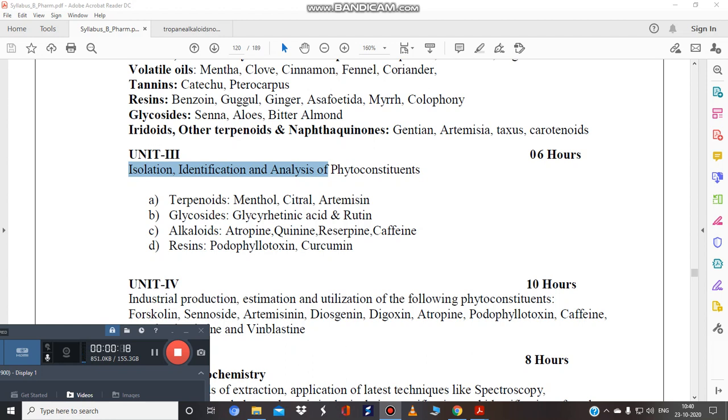So let's start the isolation, identification and analysis of the alkaloids, in which we have 4 drugs. We can say 4 phytoconstituents: number 1 is atropine, then quinine, reserpine and caffeine. So we'll start with atropine.